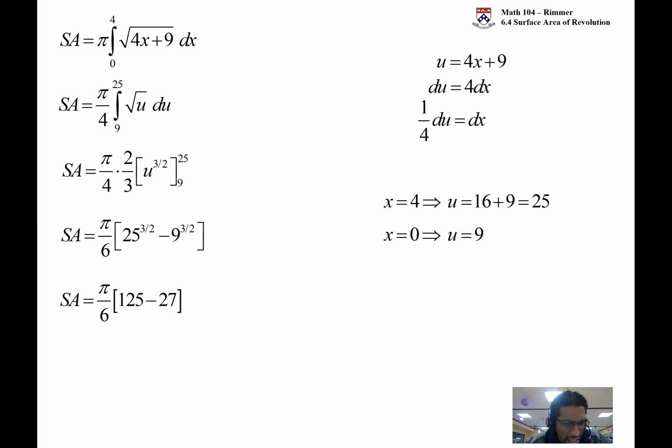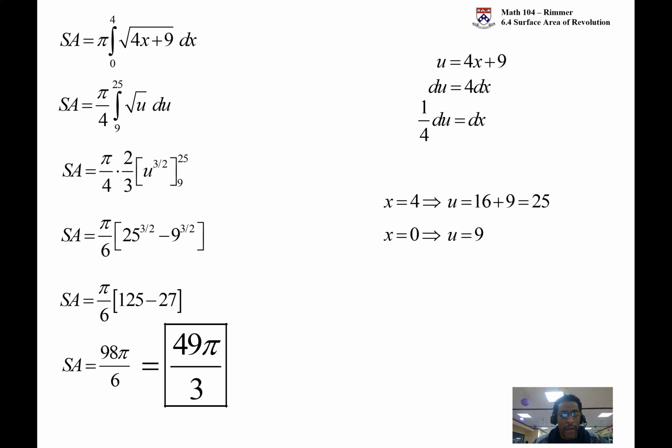We subtract them. We get 98 pi over 6. And hopefully recognize that they're both even, so at least we can factor out a 2. Final answer, 49 pi over 3. Good work.